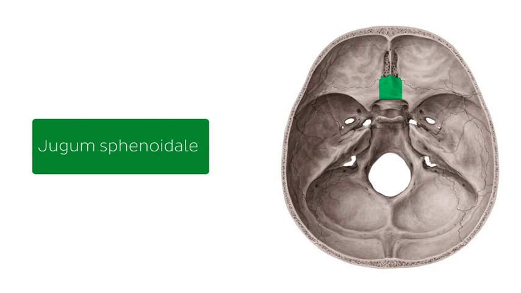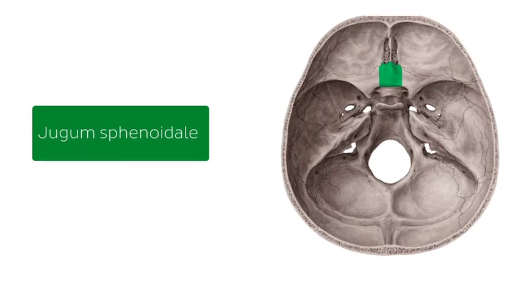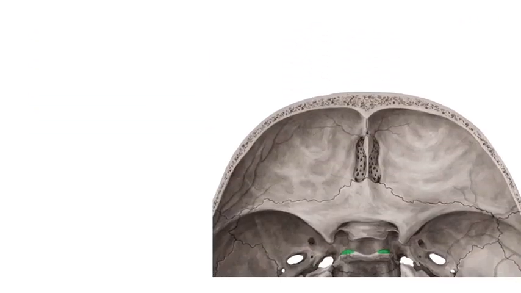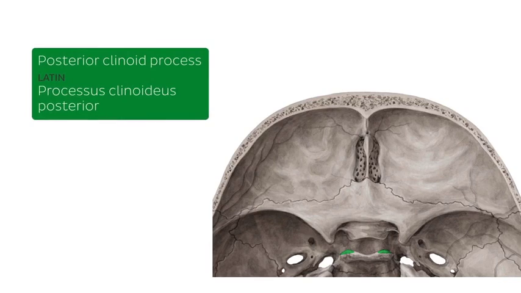And since we have anterior clinoid processes, we should also have what you see here highlighted in green. These are the posterior clinoid processes of the sphenoid bone, which are two eminences located on the posterior part of the sella turcica. Now, the tentorium cerebelli attaches to these two eminences.